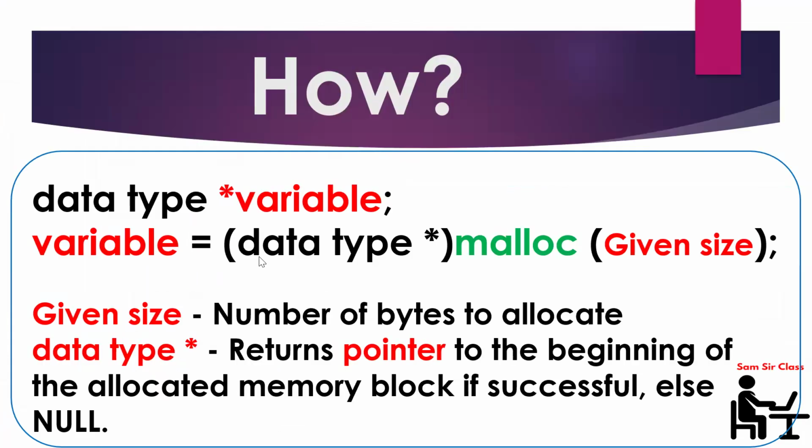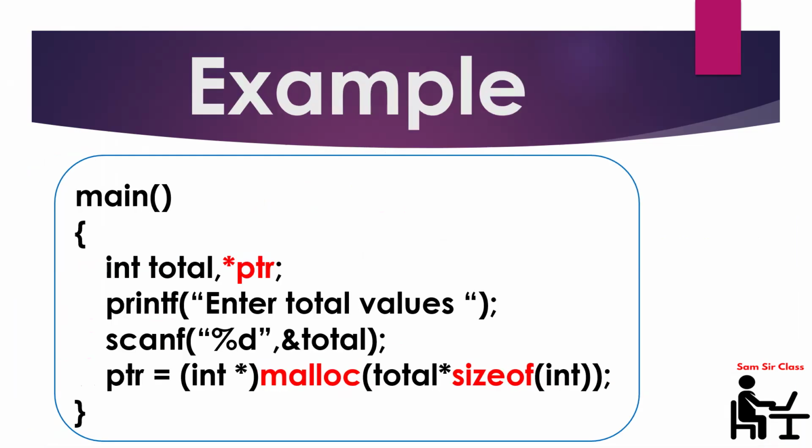Now, one thing we are sure about here: whenever you are going for dynamic memory allocation by using malloc, you have to provide the size as per the requirement. The given size means the number of bytes you want to allocate. Data type star means it will return the pointer to the beginning of the allocated memory block if successful, otherwise null. And this is the example that we have already discussed through the program.